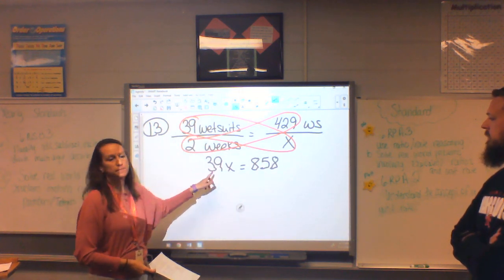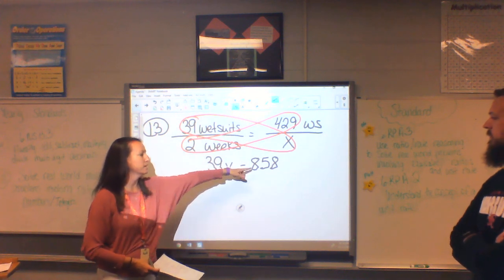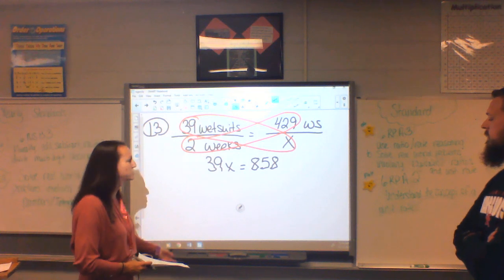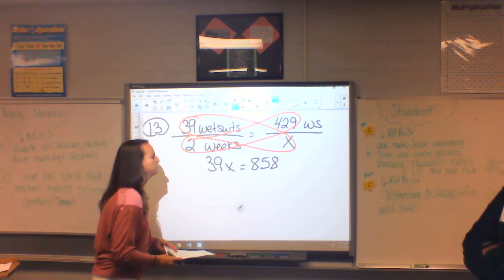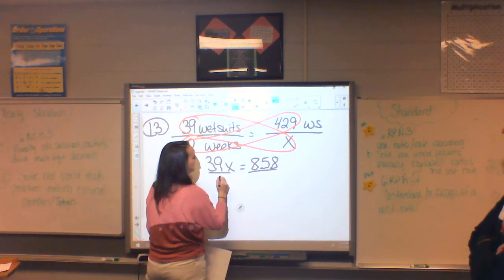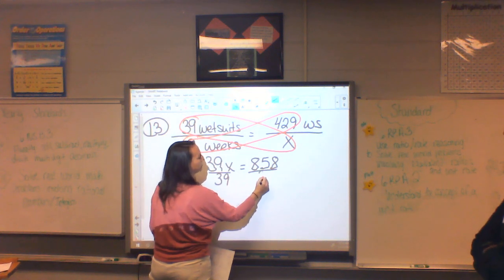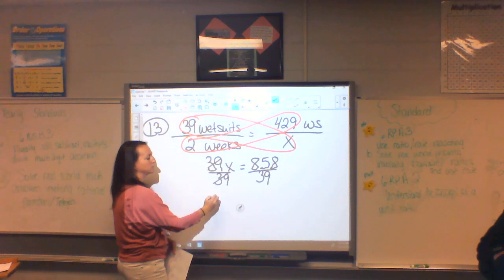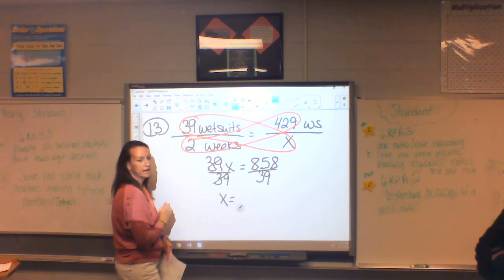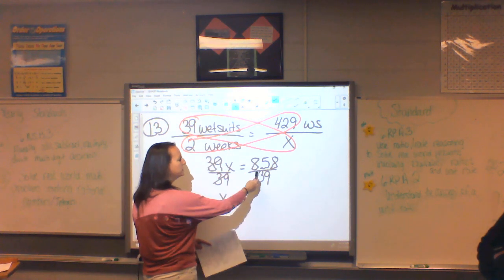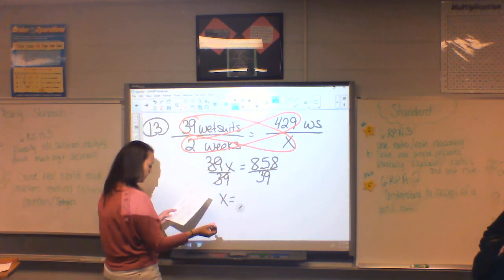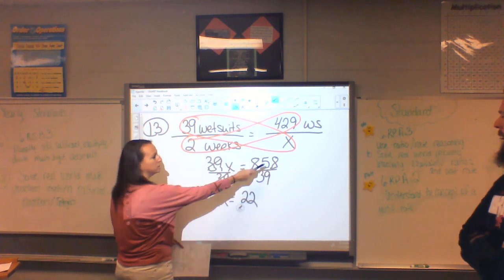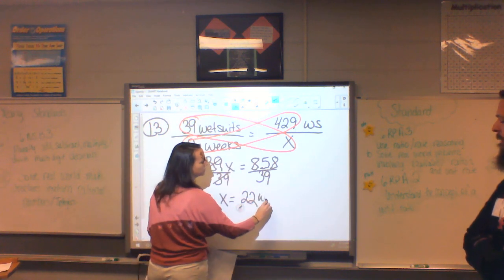So, again, one-step equation here. 39 times something gives me 858. I don't know. I don't want to guess that many times. So, we do the inverse operation. We divide both sides by that 39. 39 and 39 cancel out. So I'm left with just one X. Your math over here, 858 divided by 39 gives me 22. And what are we talking about here? 22 weeks.